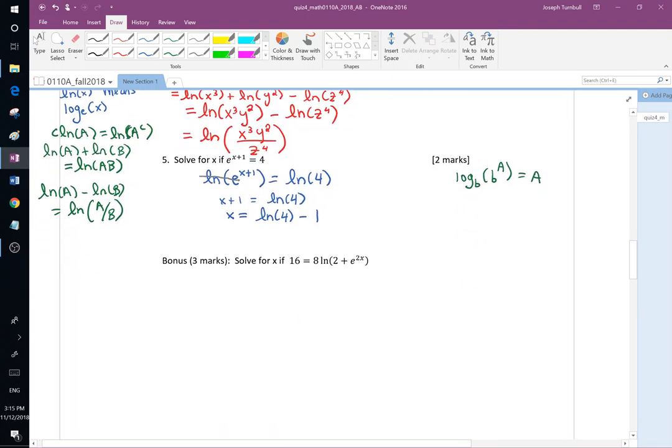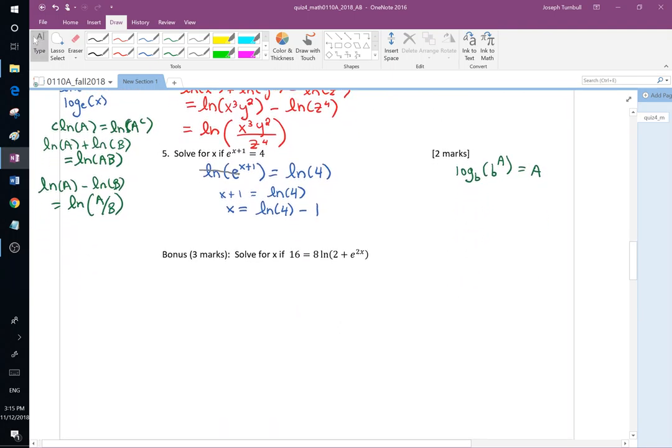Okay, now the bonus question. Solve for x. This time, x is trapped in an exponential, which itself is trapped in a log. And this is quite a journey to solve this one. So here we go. In the previous example, the exponential function was isolated already. We didn't have to do any fancy rearranging. It's the same for a log function. You want to get that all by itself first and then manipulate from there.